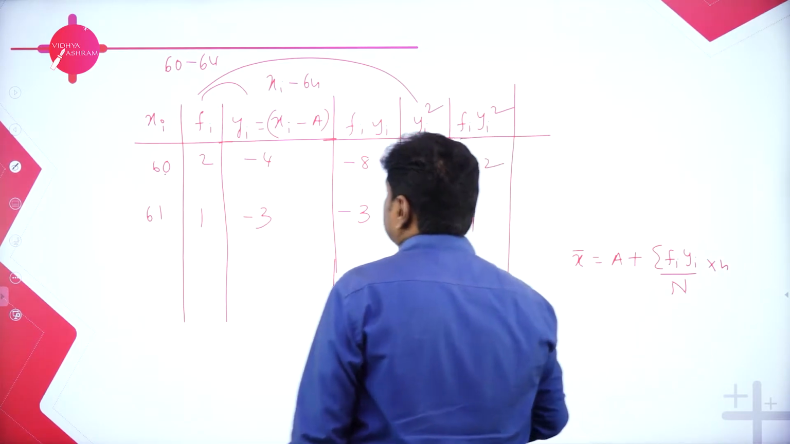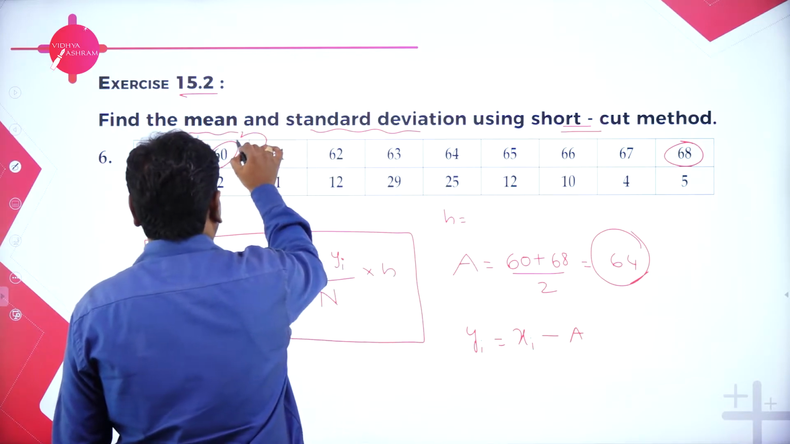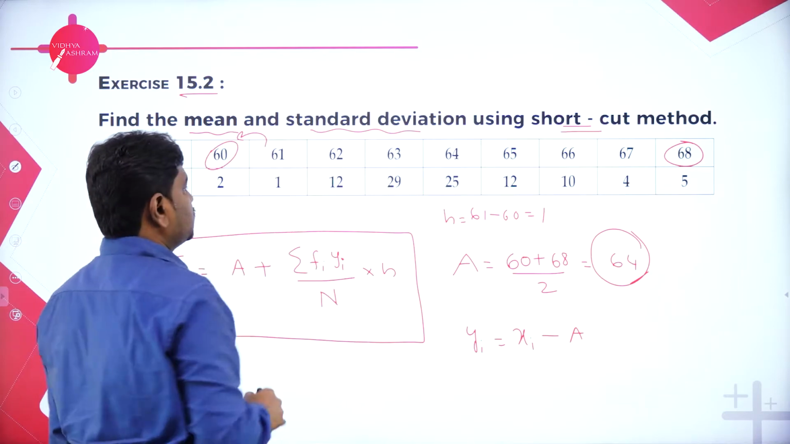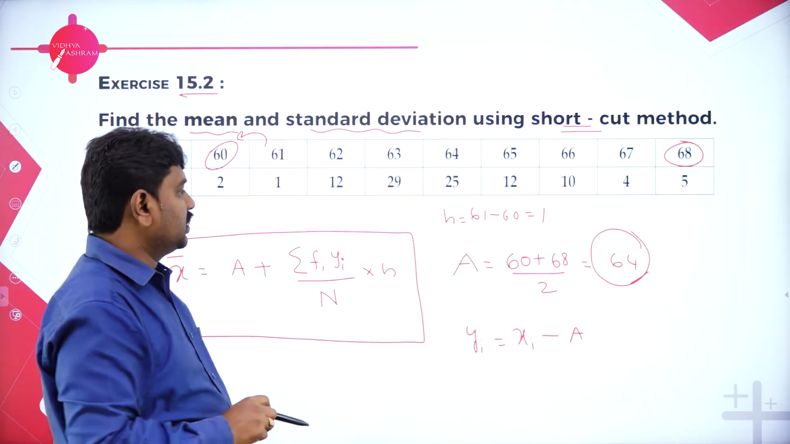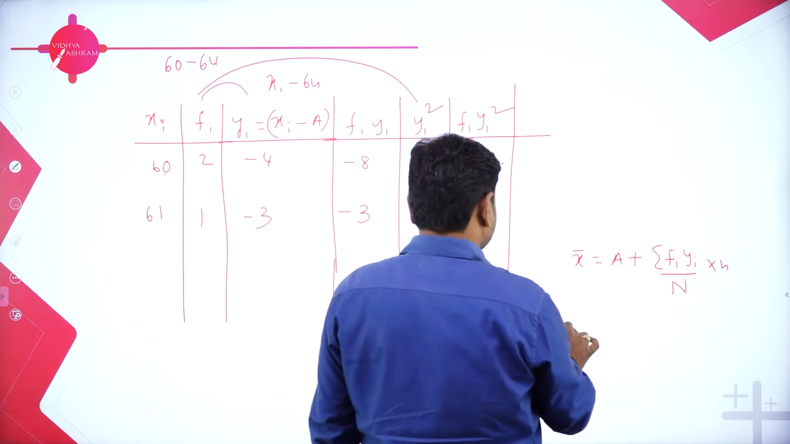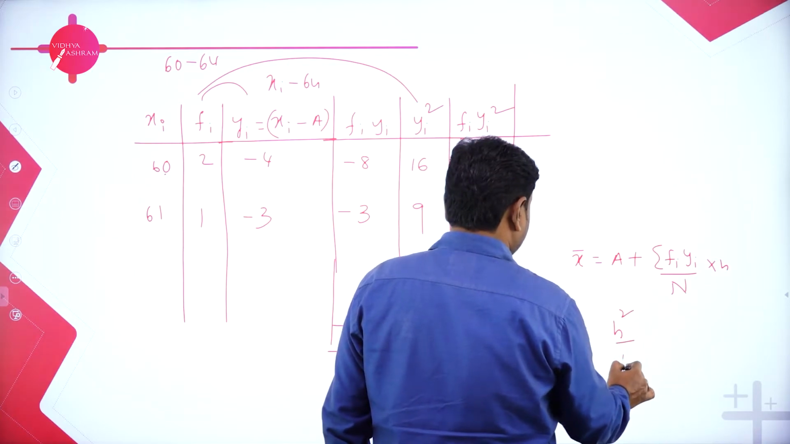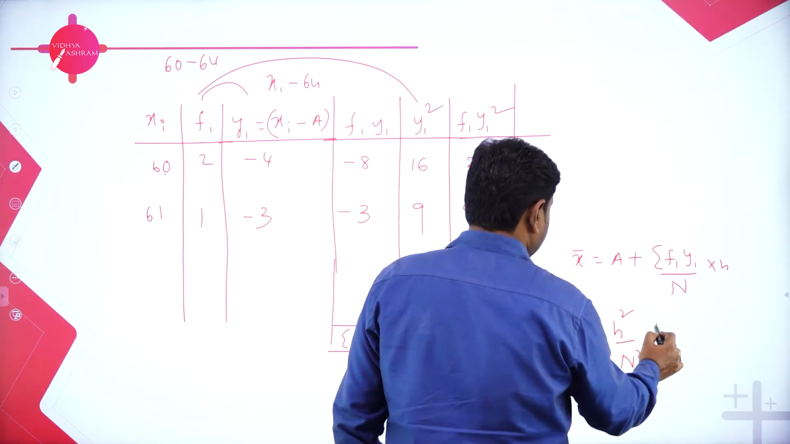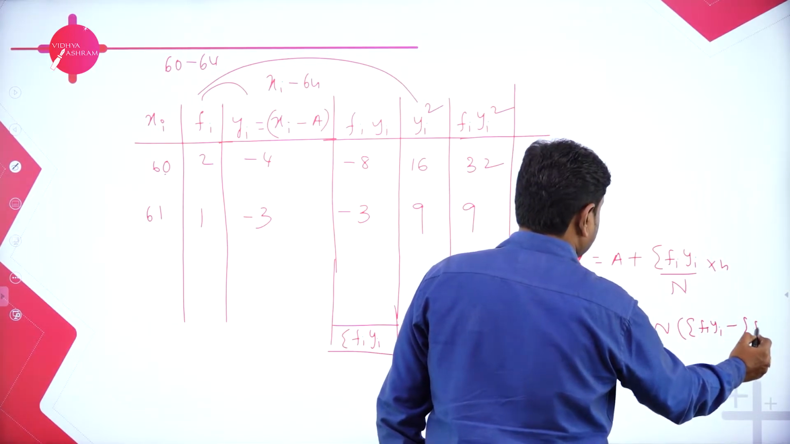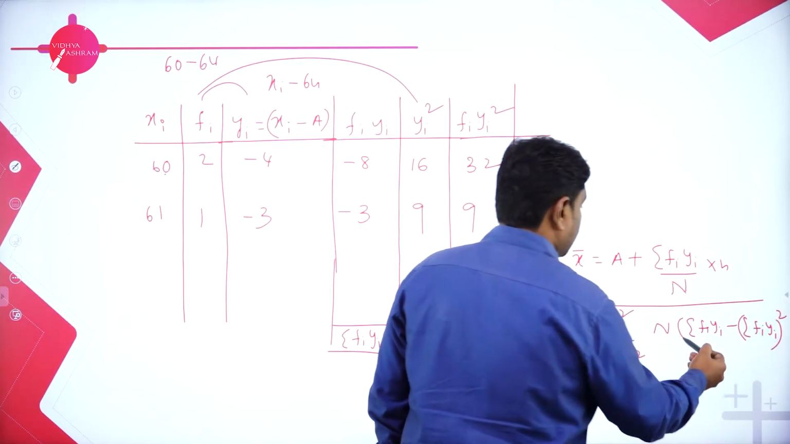H is class size. If you see the difference, all are having a difference of, 61 minus 60 is 1, or 62 minus 60, 1. So class size is 1, h is 1. Now this is the assumed mean formula. Then standard deviation. Standard deviation is equal to root of h square by n square into n into sigma fi yi square minus sigma fi yi the whole square. This is the formula we use.